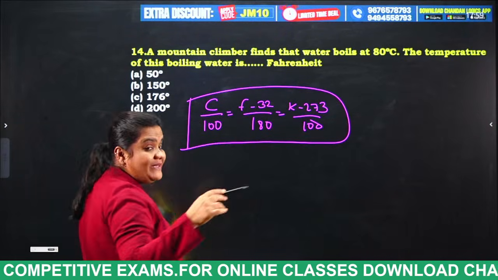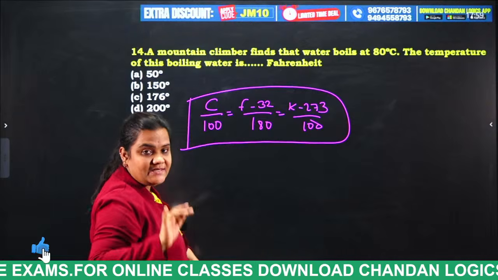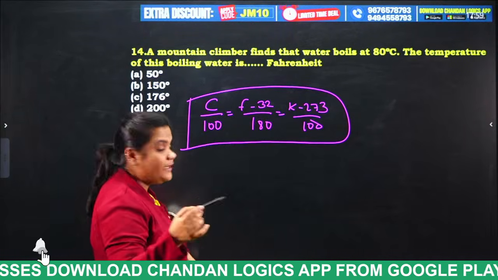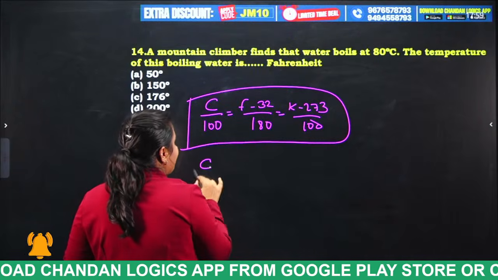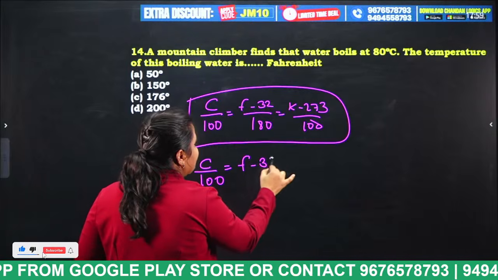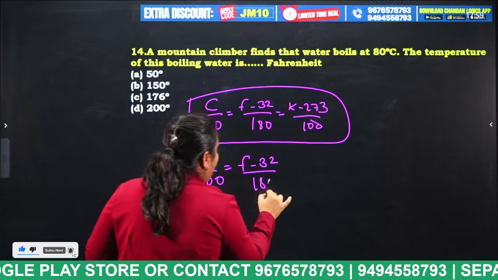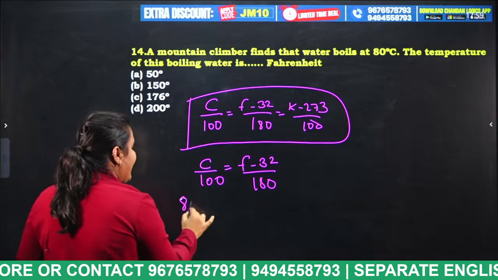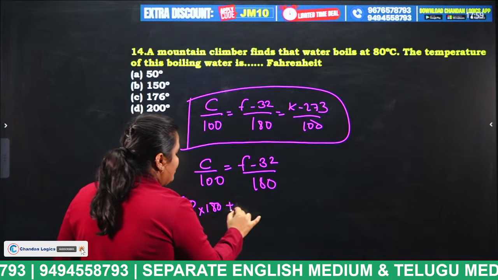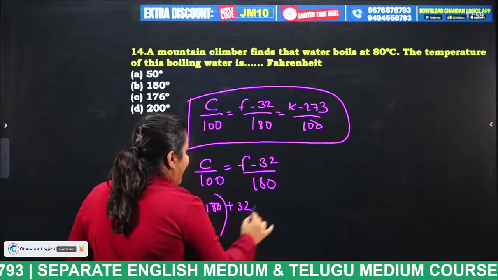We have to find it: it is actually 80 degrees centigrade. We have to convert that 80 degrees centigrade into Fahrenheit. So, what do we have to take? We just have to take the first two equations. C by 100 is equal to F minus 32 by 180. They have already given you the Celsius value. 80 by 100 into 180 plus 32 is equal to the Fahrenheit value.